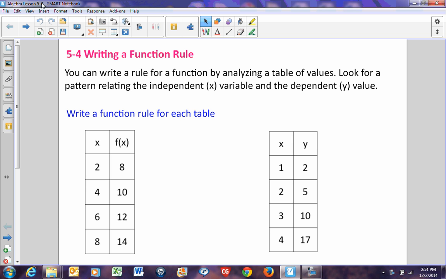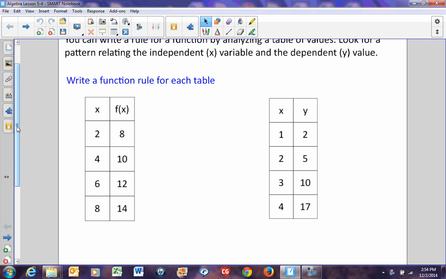Let's look at this table. The easiest way to write a function rule is to look at a table and see if you can find a relationship between the x and the f of x, or the x and the y. If I look from 2 to 8, they either add 6 or they multiply by 4. It has to stay consistent from one thing to another. So that's why I'm going to put both of them down there for now until I can figure out what it is.